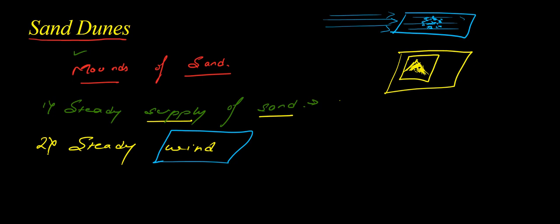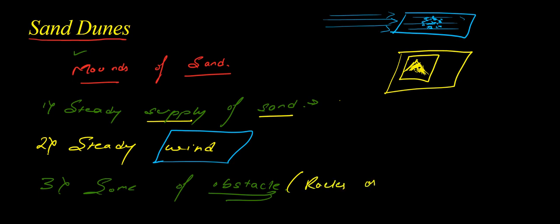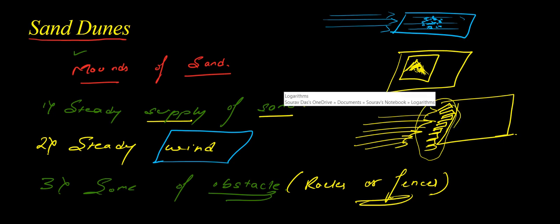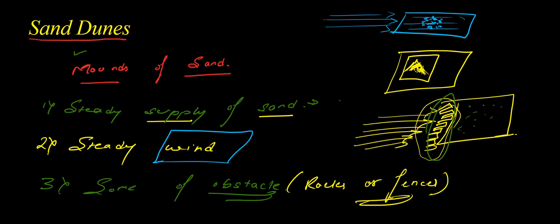Now the third way of making sand dunes is obstacles. You may wonder how an obstacle may help form sand dunes. Obstacle means rocks or fences. Suppose we have a land here and we have fences here, and the wind is carrying sand. These fences force the wind to drop the sand particles over this area, because the wind speed slows down and is interrupted by the fences, so the sand particles are detached from the wind and fall on this area, and resultantly we form sand dunes.